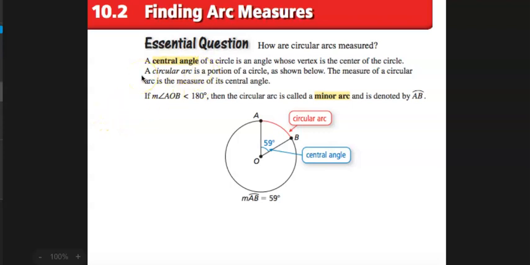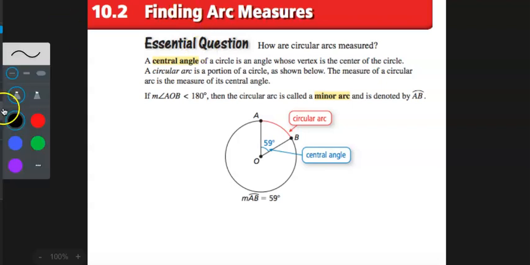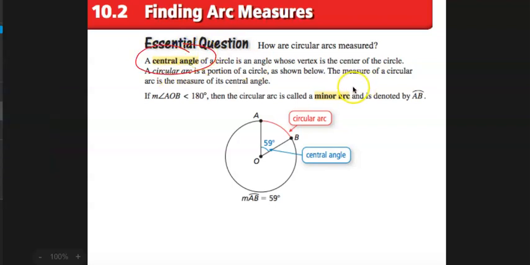Alright, so here we are again. We did 10.1 yesterday. Again, if there are any questions on homework, let me know. A couple more definitions in this unit: the central angle, which I think we've spoken about before, and the arc. If angle AOB is less than 180, then the circular arc is called the minor arc, denoted by arc AB.